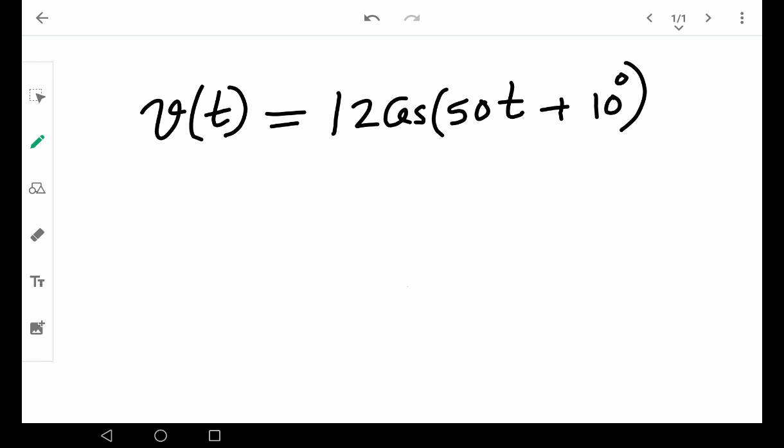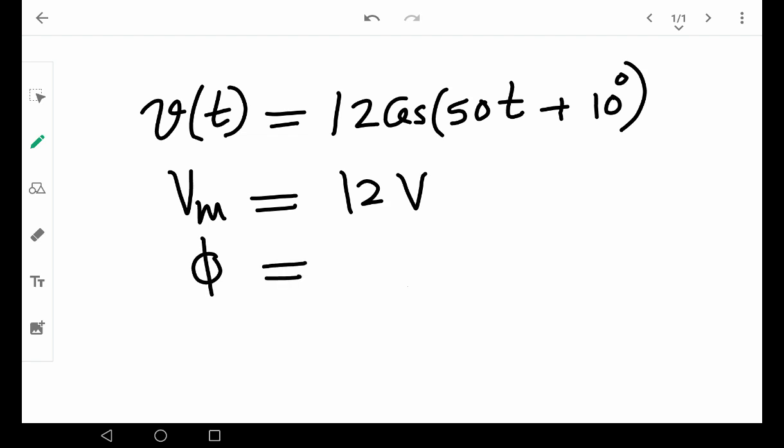So what will be the amplitude of this wave? The amplitude is given by 12, isn't it? Vm, that is the amplitude, equal to 12 volt, right? What about the phase angle? Phase angle you can write as phi. Phi will be equal to 10 degree. This particular thing is the phase angle, right?